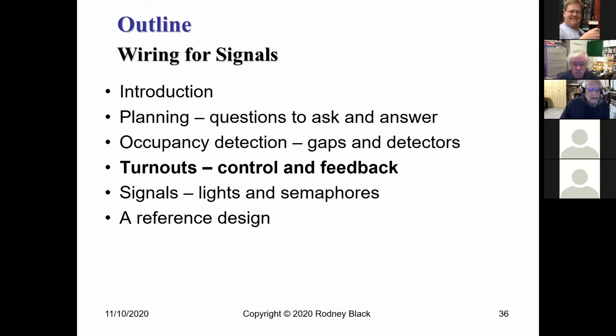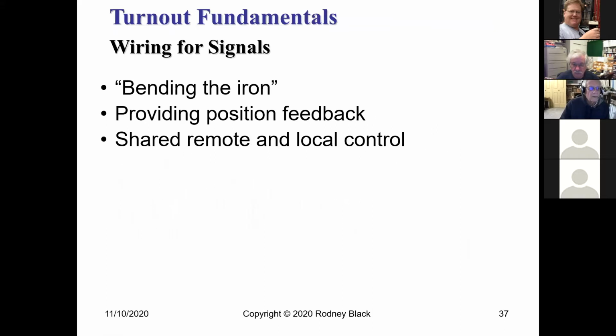Let's look at turnouts, and we're going to look at control and feedback. There are three aspects to turnouts that I want to talk about. One is how do I bend the iron? In other words, how do I actually move the points? Second is how do I get position feedback? And the third is how do I share remote and local control? I think this is probably one of the least understood and appreciated areas of model railroading until you actually run into the remote local control issues.